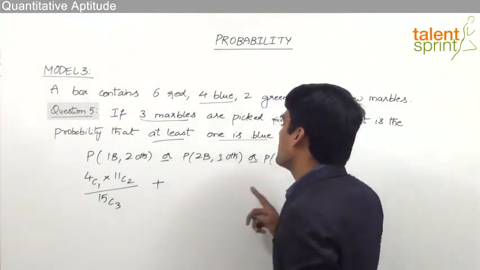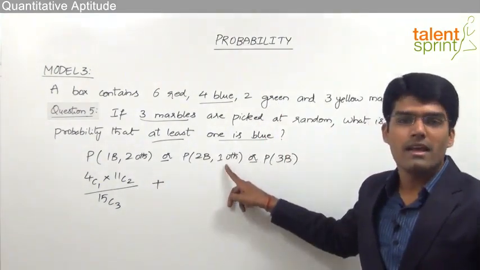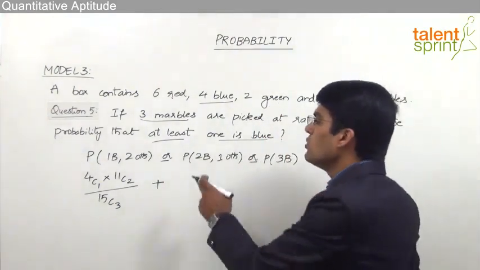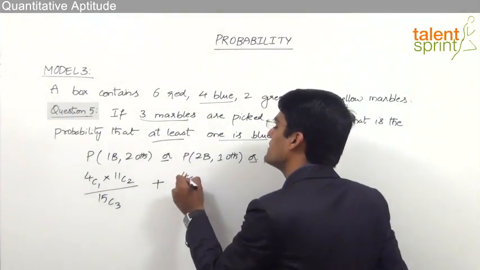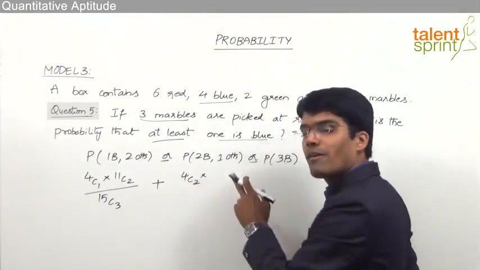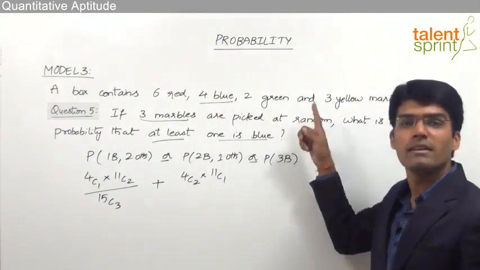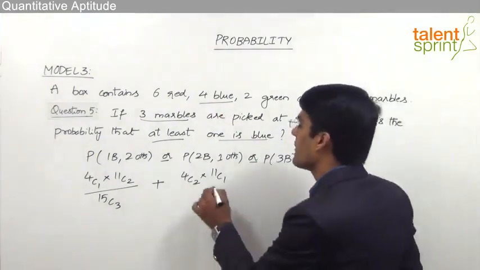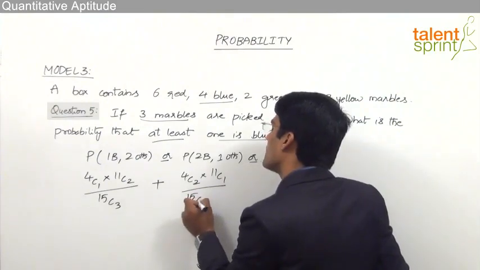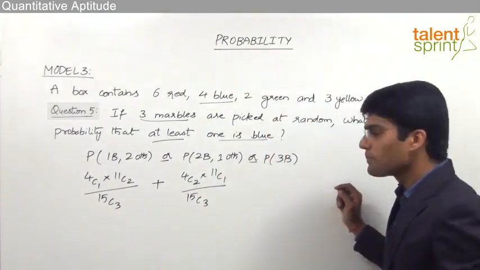Plus the second case, we have to take 2 blue marbles and 1 other colored marble. Now 2 blue marbles can be selected in 4C2 ways, into 1 marble of other color, which can be taken in 11C1 ways. Why? Because we know that there are 11 marbles of other colors, divided by the total number of combinations, 15C3.